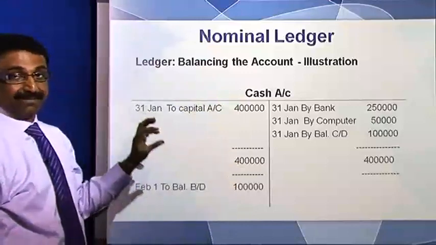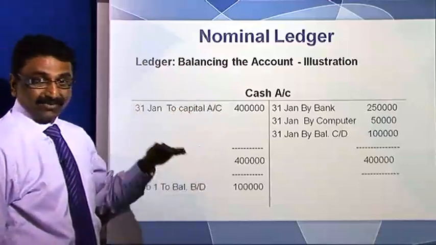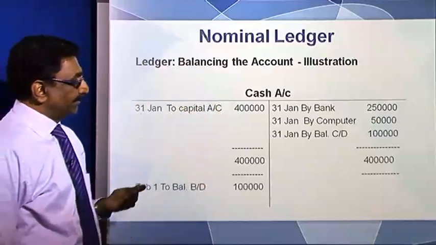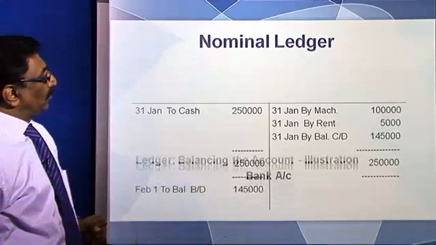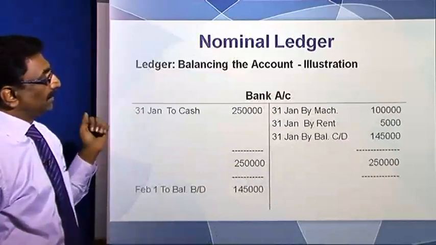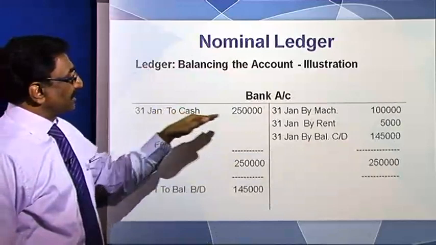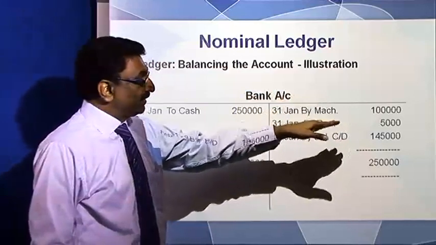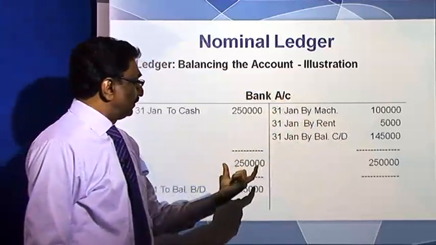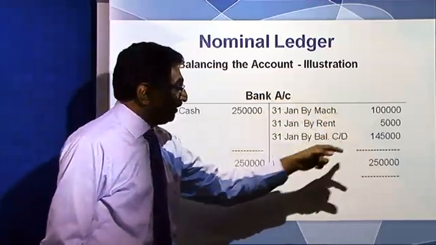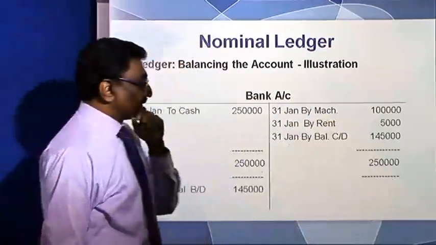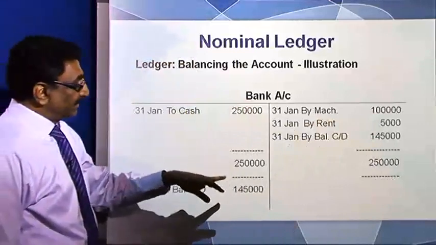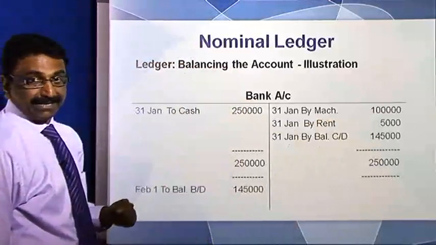There is a cash balance available. Cash is an asset. So when I have a balance available in cash, it will be on the debit side, or a debit balance. Similarly, if I want to know what is the balance in my bank account, as we said, there was a cash transfer of 2,50,000, so it increased. Thereafter, I paid for machinery, I paid rent. At the end of the month, my total bank balance should tally, so I should have a balance of 1,45,000 rupees. So next month beginning, I bring it down as my opening balance, which then becomes a debit balance in the bank account.